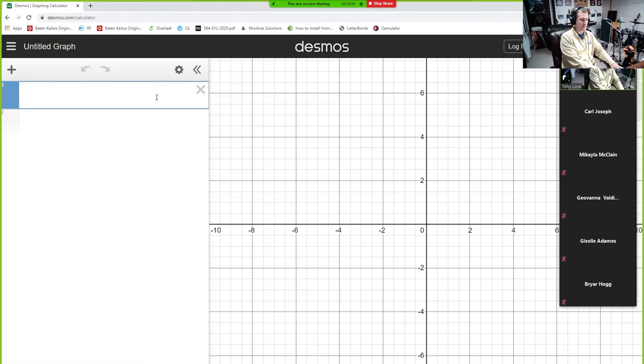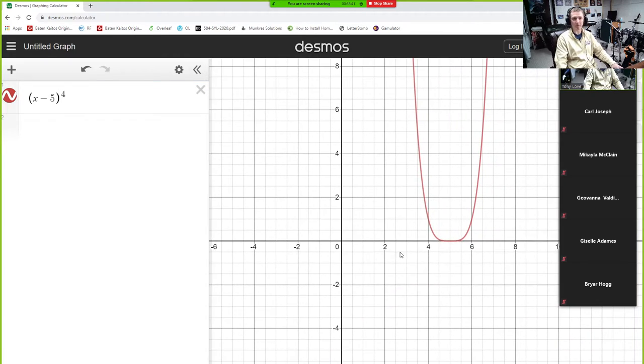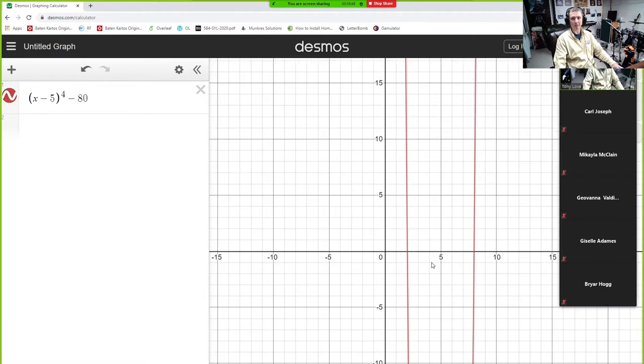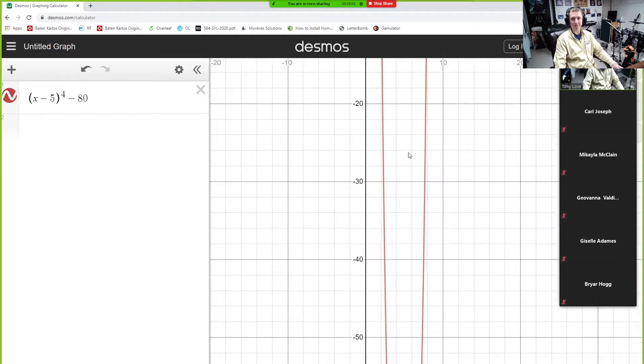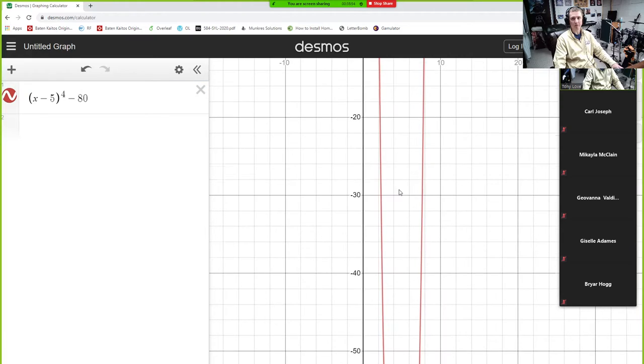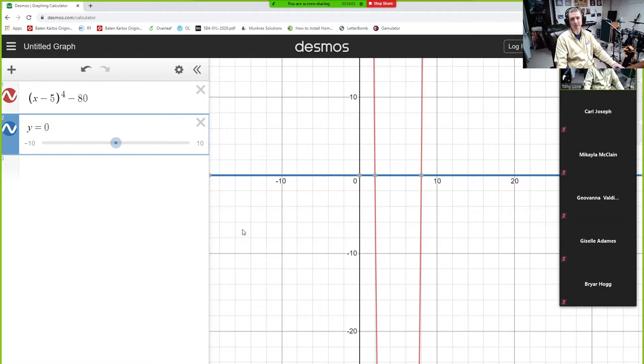So we had the equation x minus 5 to the 4th power, which is kind of nasty, but you can start seeing what it looks like there, minus 80. So now it's really nasty, right? It looks like a parabola, but it's way down here. And then on the left-hand side of the equation, we have y equals 0, right? We had nothing on the right side.